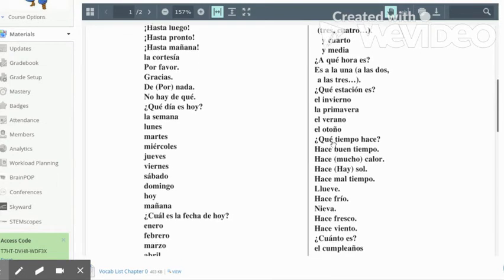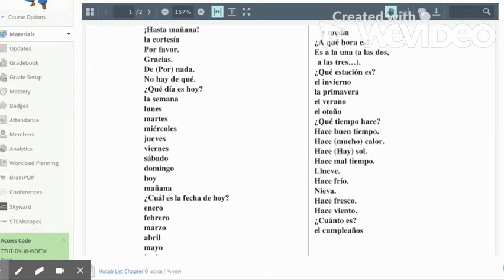¿Qué estación es? So now we're moving into seasons. What season is it? Estación means season. El invierno is winter. La primavera, spring. El verano, summer. El otoño is fall.